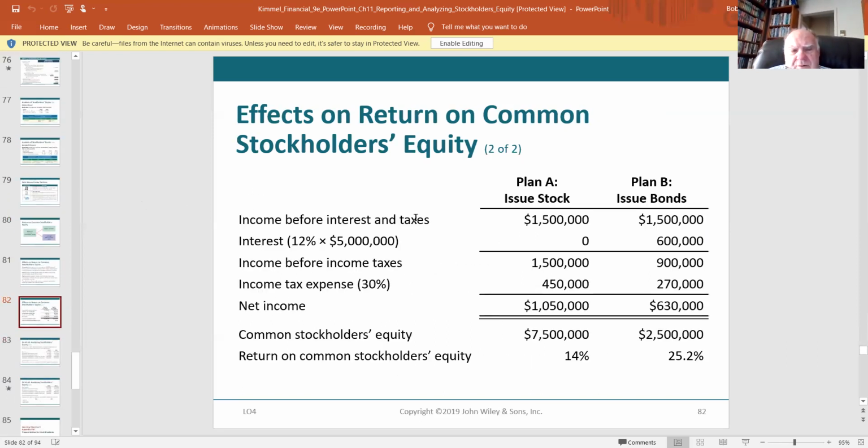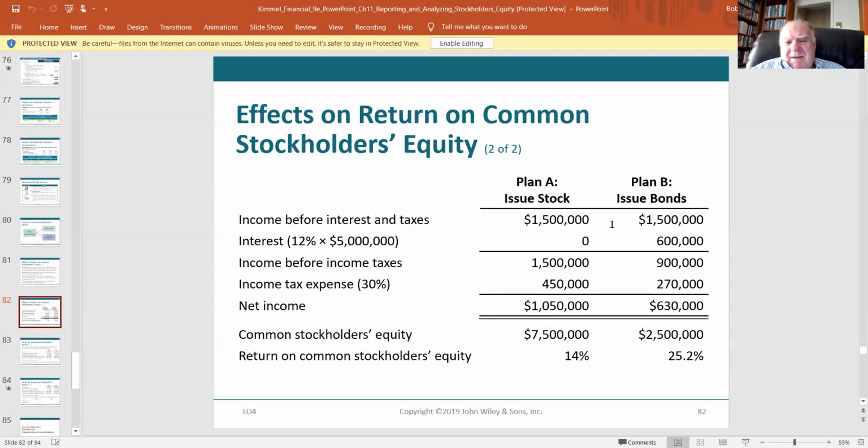Look at the stock issue. The income, $1.5 million. We issue to the public. There's no interest expense. We're giving away stock to the public. We're giving away part ownership. The income tax expense is going to be $450,000, on a certain amount of income. There's the income right there, $1,050,000. That's net income after taxes.